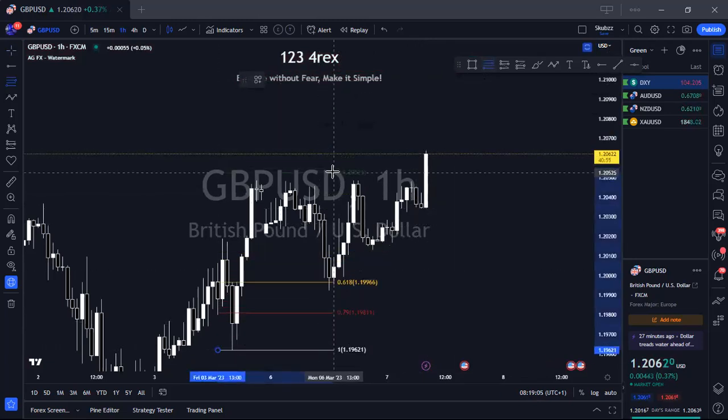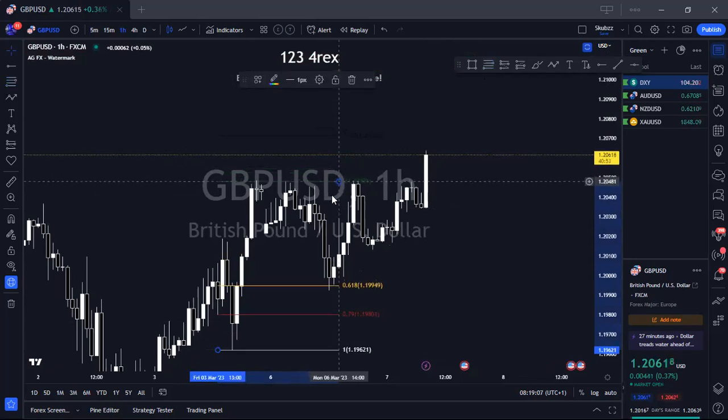There was a buy I actually took with the guys at the trading floor yesterday. This buy here. Once price tapped at 0.618, we jumped on it to the upside. So that's basically it.